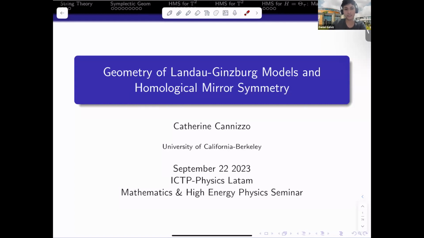She received her PhD in 2019 at UC-Berkeley, and is currently a postdoctoral scholar at Berkeley. Previously, she was a visiting assistant professor at the University of California, Riverside, and a research assistant professor at the Simon Center for Geometry and Physics at Stony Brook University. Her interests are symplectic geometry through homological mirror symmetry, as well as Fukaya categories of Landau-Ginzburg models. Today she will talk to us about the geometry of Landau-Ginzburg models and homological mirror symmetry.